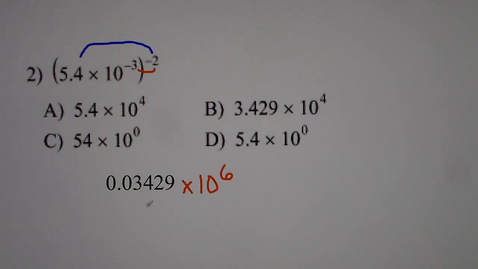Now, we got to move that decimal place 2 to the right. So we get 3.429. Because remember, we could only have one number to the left of the decimal. That's scientific notation. And since I moved it 2 to the right, I got to subtract 2 from that power. So that 6 now becomes a 4. Because 6 minus 2 gets you a 4. That's how we get answer B for number 2.